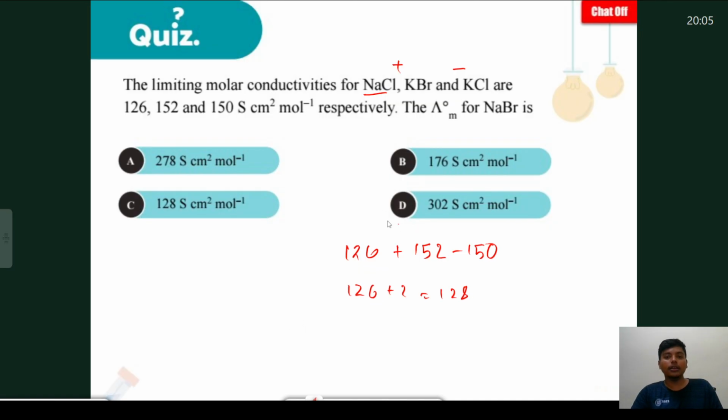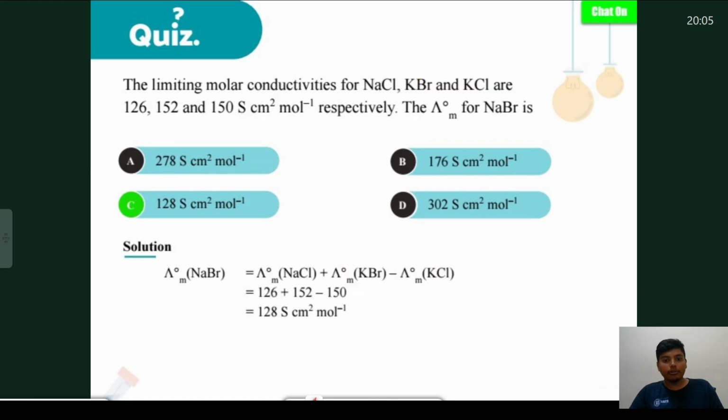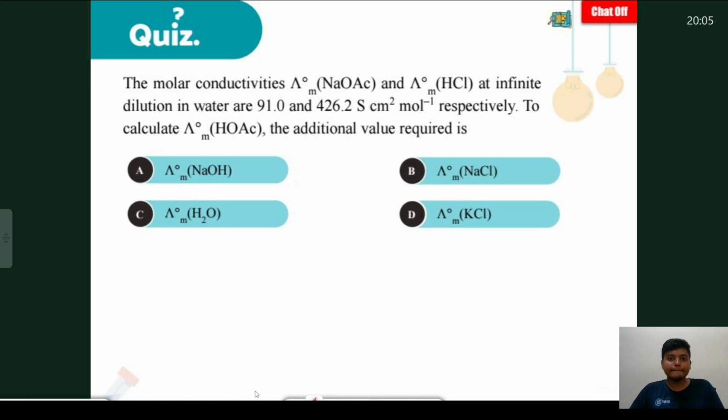Now, sir, think about one thing. How to cross check this? Cross check is there. See, Na, Br they are asking. So obviously it will be Br minus. Br minus in aqueous solution will be smaller, obviously more than NaCl, but not more than KBr. Right? KBr will be higher. Yes or no? NaBr will be lesser than KBr because potassium is bigger than Na plus. Yes or no? So it is lesser than that. So the correct answer will be 128. Okay, so you can cross check. Next.